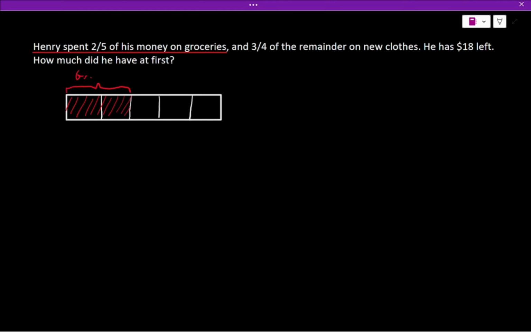Something like this. So remember, this part is the same as this section right here. I just extended it out. So 3/4 of this new remainder is spent on clothes, which means that if I cut it into 4 parts like this, this part right here is spent on clothes.